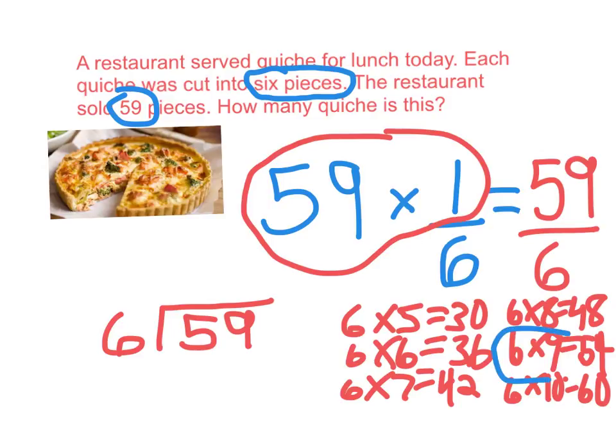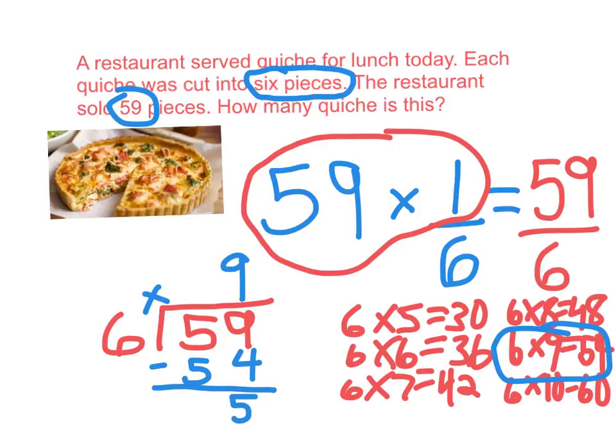So I'm going to use 54, and I know 6 times what equals 54? 6 times 9 equals 54. So I'm going to write a 9 above in the quotient, and I multiply. 6 times 9 is 54. Now I need to subtract. 59 minus 54 is 5. Now, this is the part you have to remember, boys and girls. When we're dealing with fractions, we want to write our answer not just as a remainder 5, but we want to turn it into a fraction.